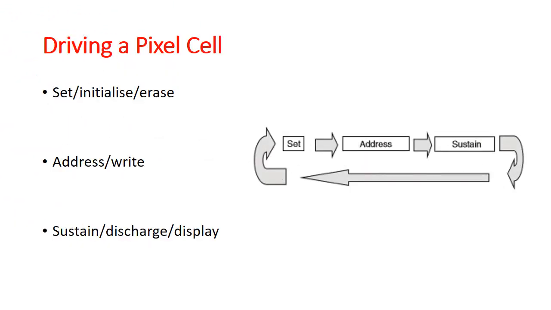How does a pixel cell work? Well, driving a pixel cell involves 3 phases. First, set or erase phase. Second, address or write phase. And lastly, sustain or discharge phase. These 3 phases are repeated sequentially.